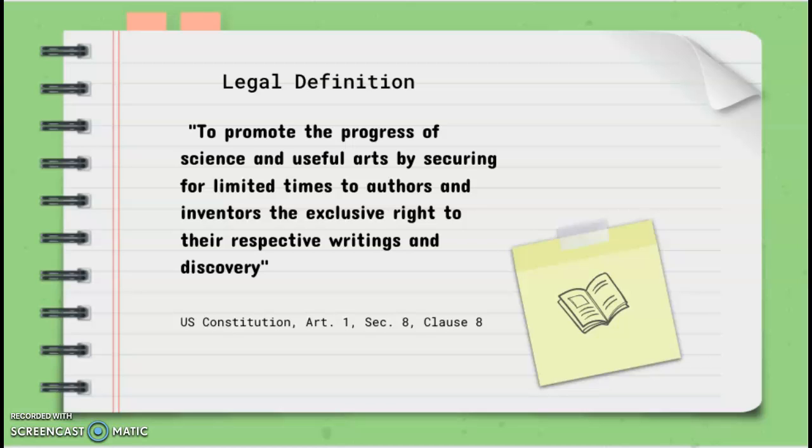When it says useful arts and science by securing limited times to authors and inventors, after a certain amount of time, usually it depends on the particular product, but it can be 100 years after the author is deceased, the copyright is no longer applicable. So in other words, they become public domain, which we're also going to talk about in just a moment. So you may have seen online Shakespeare plays or other works of literature that are not copyrighted anymore. So we're going to talk about the difference between those things and things that are still copyrighted.